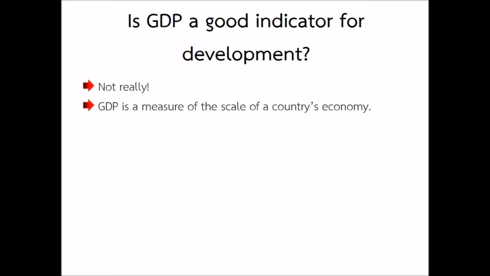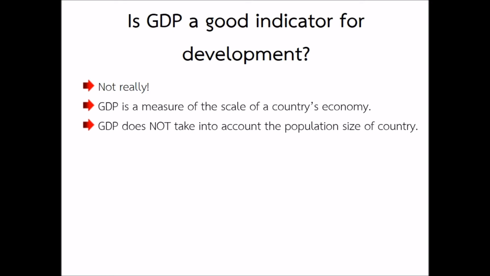Actually, we can say that GDP is not a measure for the development level of a country, but it's a measure of the scale of a country's economy. So the bigger the economy of a country, the bigger the GDP. And the United States of America and China have a very, very big economy. And therefore, the GDP is also largest in these two countries.